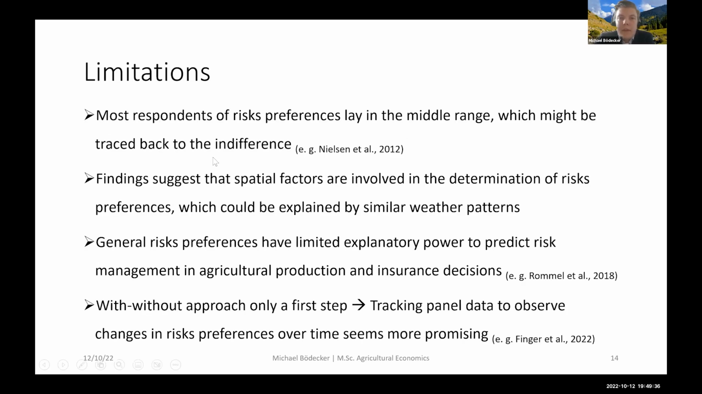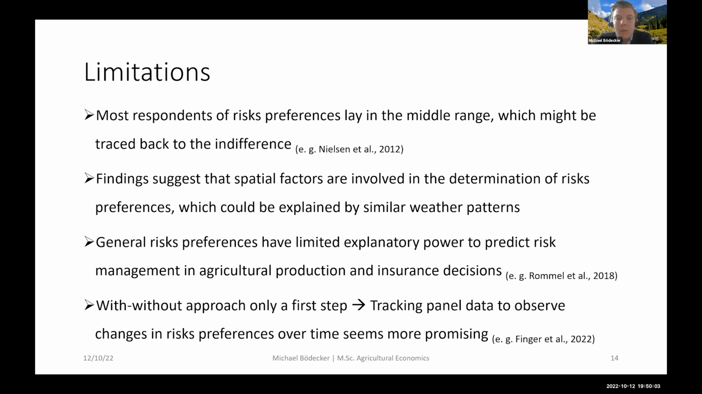Yeah, however, my findings have some limitations because, as we have seen, most respondents' risk preferences in both approaches lay in the middle range, which might be traced back to indifference. So how reliable these findings are might be limited. And also the calculation of weather shocks was based on spatial factors, which can be traced back to similar weather patterns, but it could also mean that other spatial factors might be involved.